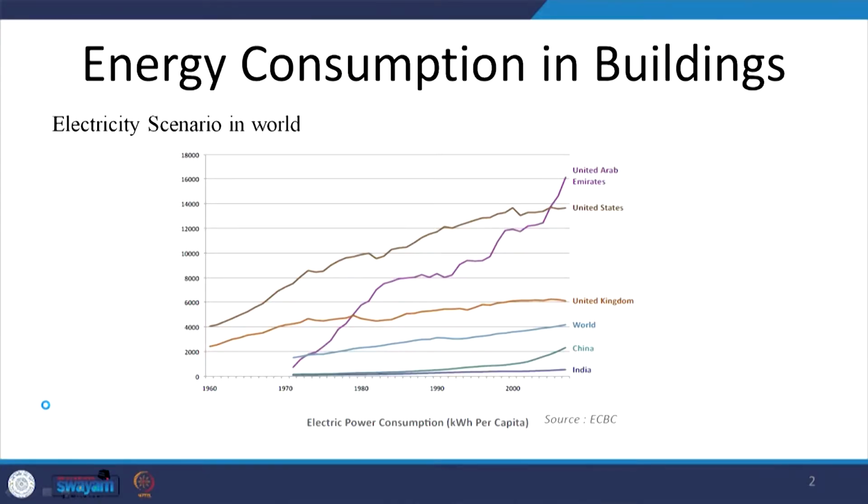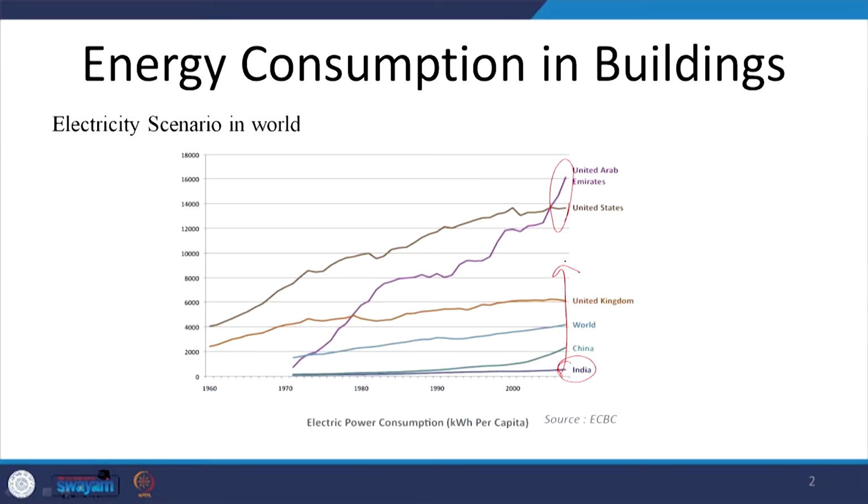If we look at the energy scenario of the world, we can see that the per capita consumption of energy, in kilowatt hour per capita, is very high for the developed nations, and our country has very low per capita energy usage. But if we look at the overall numbers, the absolute numbers, we are quite high, simply because we have a huge population. If we multiply this kilowatt hour per capita by our population, we would see that we are quite high up there when overall energy consumption is concerned.